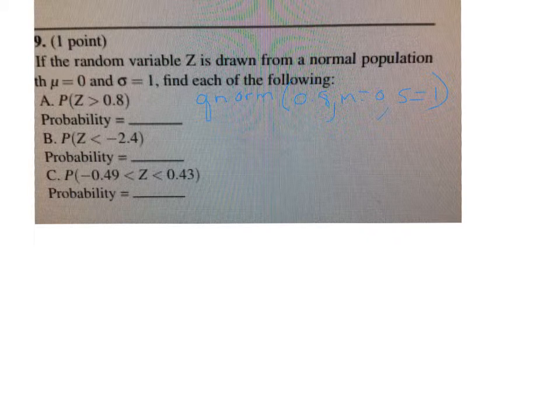And then for B, you want to use your p-norm because you want to go to the left of this line. You're going to put in the negative 2.4, and then the rest is the same. And then for the bottom one, if you're trying to find the probability in between those two, you're going to use p-norm for both. You take the two p-norm values that you get from R and subtract them, and that will give you the value between those two.